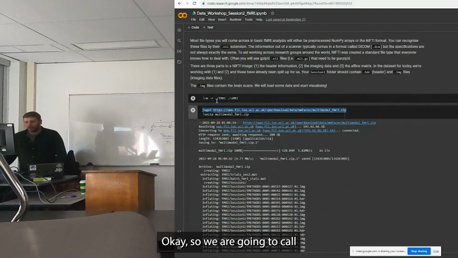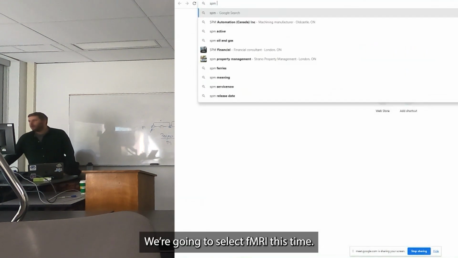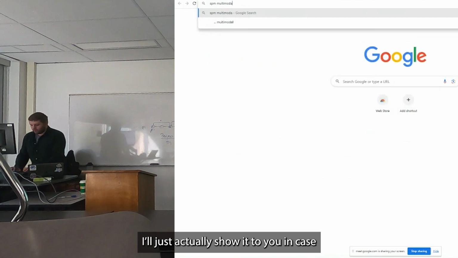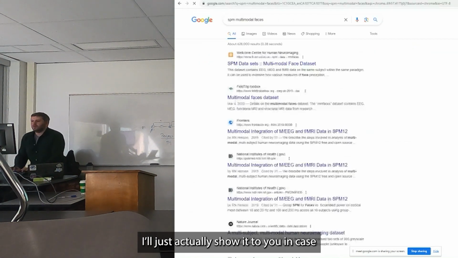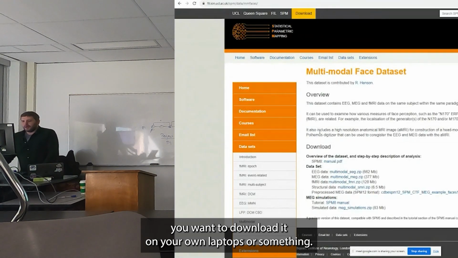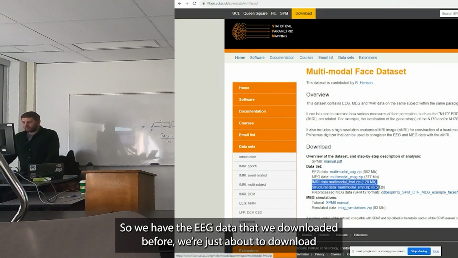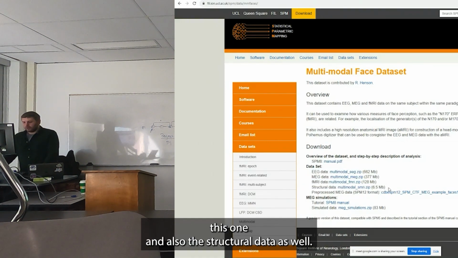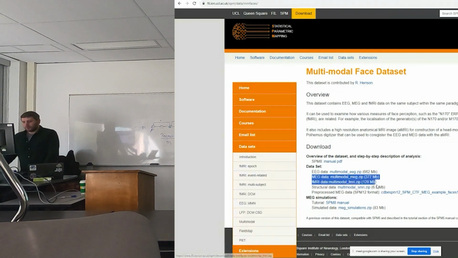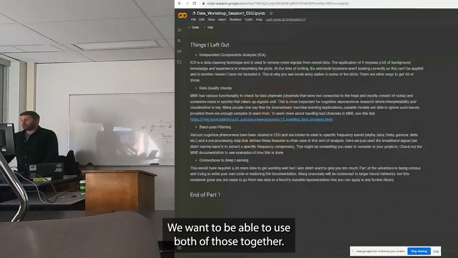So we are going to call the download function for the same website. I'll just show it to you after, in case you want to download it on your own laptops or something. So we have the EEG data that we downloaded before. We're just about to download this one, and also the structural data as well.